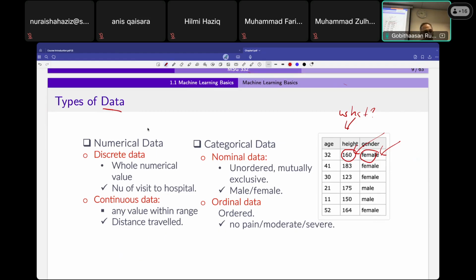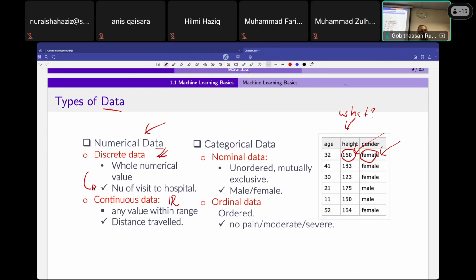We can put numerical ones. For example, discrete. Discrete means integers, right? And then continuous. Continuous simply means real numbers. A simple example of discrete is the number of hospital visits. How many times do you visit the hospital in a year? You cannot say 2.5, right? You say 2 or 3 or maybe 10, right? So those are discrete data.